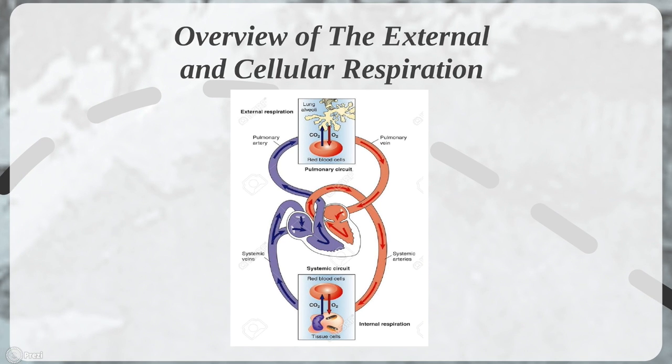Next is an overview of the external and cellular respiration within the lungs. Cellular respiration refers to the reaction of oxygen with organic molecules to produce carbon dioxide, water, and energy in the form of ATP. External respiration is the movement of gases between the environment and the body's cells. It can be subdivided into three processes. First, the exchange of air between the atmosphere and the lungs, known as ventilation or breathing. Next is inspiration, or the movement of air into the lungs, known as inhalation. Last is expiration, or the movement of air out of the lungs, known as exhalation. These are all the mechanics of breathing.